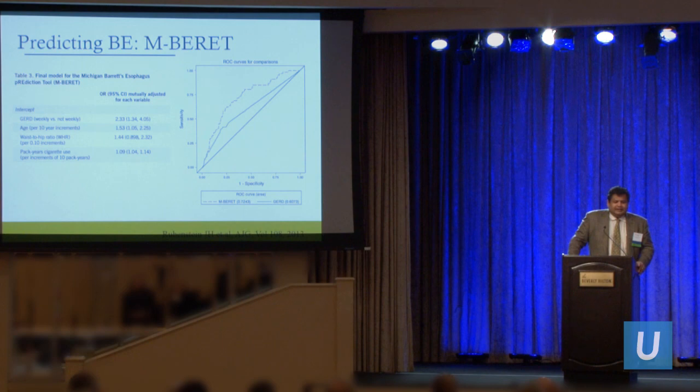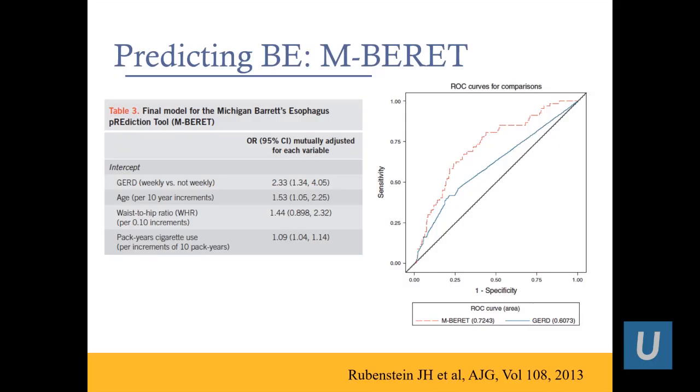And if you take a look at the society guidelines, they're actually de-emphasizing the strength of the recommendation for screening because we just don't know who to do. There have been some models, and I won't get too much into details, but this is something Joel Rubenstein did from the University of Michigan, comparing how you find someone with Barrett's. You can look at weekly versus non-weekly GERD, increasing age, waist to hip ratio, and pack years of cigarette use, and all those were associated. But the biggest one was GERD in this model.